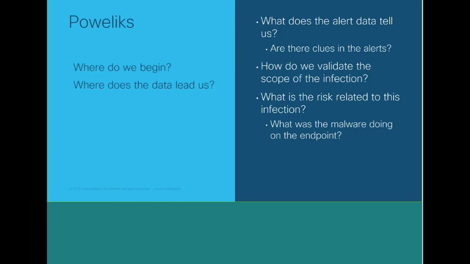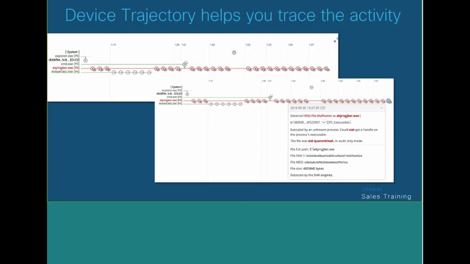So let's look at AMP. Here is the device trajectory for the alerts that are being generated. And it's a single device, so we only have one infected machine here, but look at that chain of alerts, just the same file being alerted on over and over again.